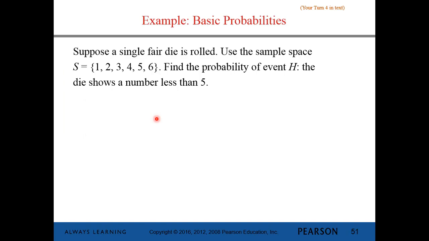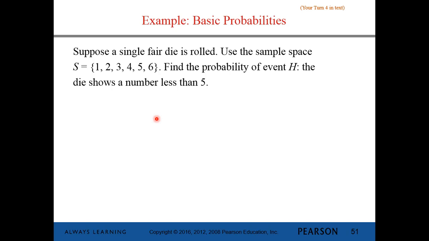So now suppose a single fair die is rolled. Use the sample space of 1, 2, 3, 4, 5, 6. Find the probability of event H, which is defined as that you rolled a number less than 5. So what's the probability of rolling a number less than 5? Use the definition of probability. How many ways can I get a number less than 5 on one roll of a die? That's right, 4. I can get a 1, 2, 3, or a 4.